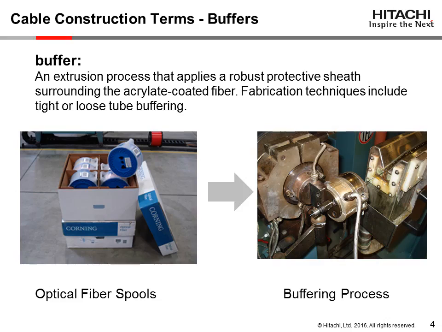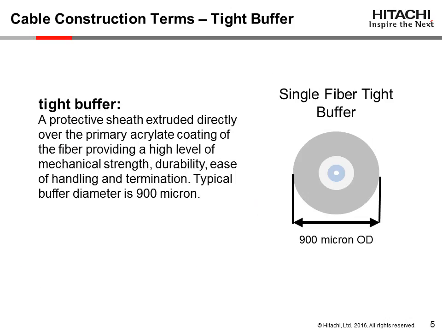In these cases, the optical fiber typically arrives from a manufacturer with a 250 micron outside diameter. When the glass is utilized in this manner, the cables are known as loose tube. For additional protection, glass strands can also be covered with a protective layer. These strands are referred to as tight buffered. Tight buffer is a protective sheath extruded directly over the primary acrylate coating of the fiber, providing a high level of mechanical strength, durability, ease of handling, and termination.